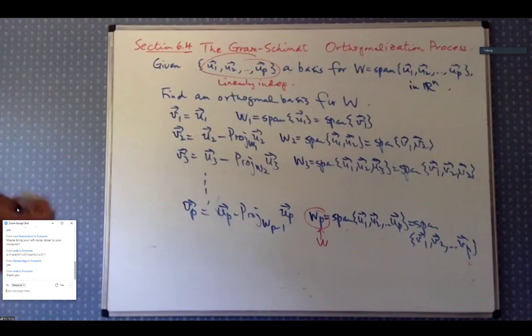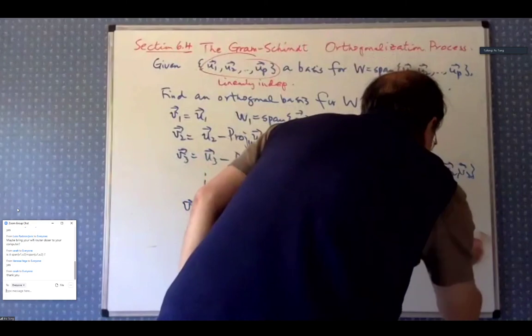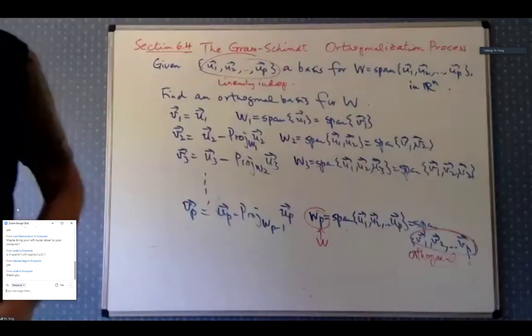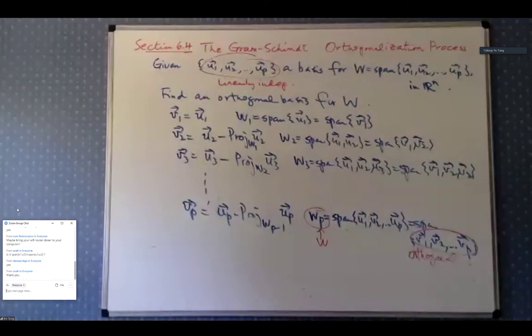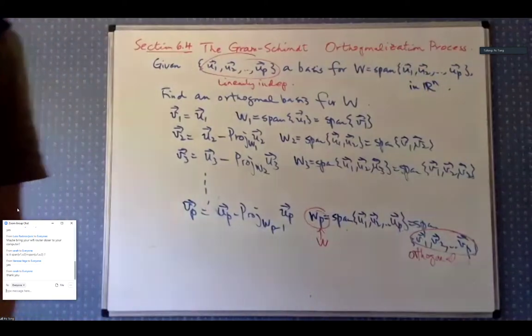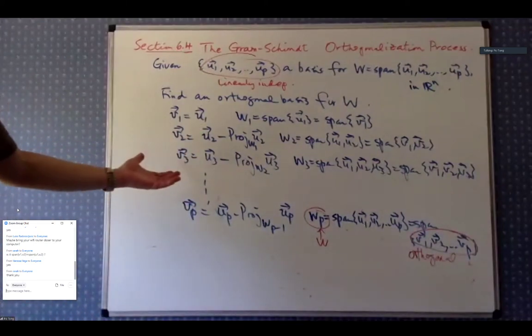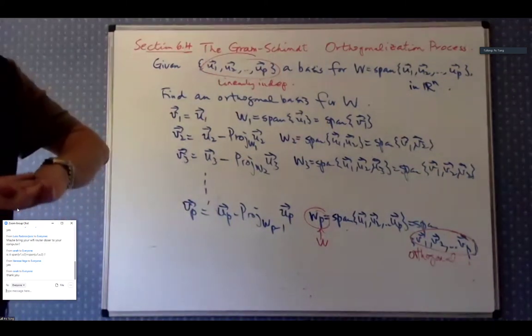And then on the other side, these guys are all orthogonal. So we are going to use this algorithm. Next time, this is called the Gram-Schmidt orthogonalization process. We're going to use this algorithm to make our orthogonal basis.